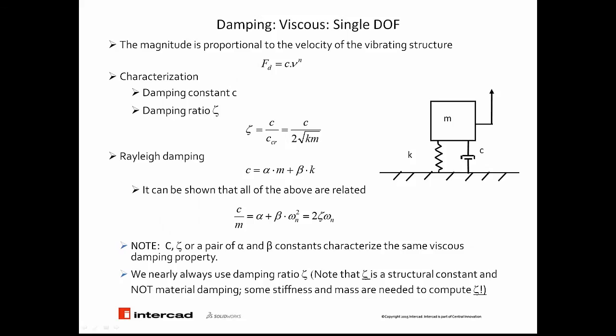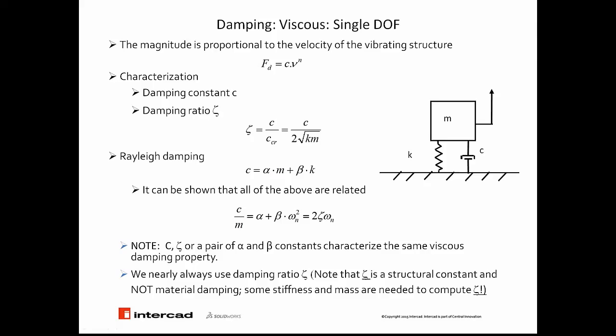Now, if we're looking at viscous dampening on a single degree of freedom system, the magnitude is proportional to the velocity of the vibration of the structure. Basically, F equals C V to the power of n. We can characterize dampening by the dampening constant C or the dampening ratio zeta, which is the ratio between dampening and critical dampening. And the critical dampening is simply related to stiffness and mass properties.